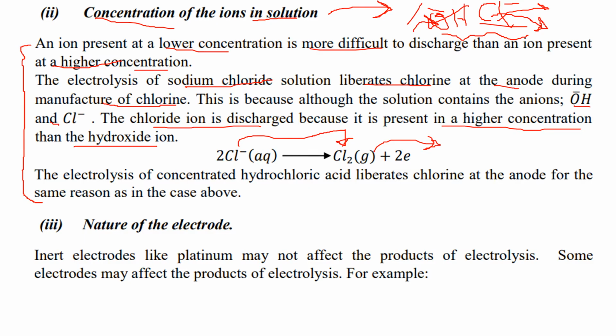And the other thing is that electrolysis of concentrated hydrochloric acid is going to liberate chlorine gas at the anode for the same reason as the case above. Because here, since hydrochloric acid is concentrated, that means that we shall have a lot of chloride ions in the solution which are going to be discharged in preference to the hydroxide ions because they are present in high concentration. Therefore, the energy that will be required to discharge the chloride ions is going to be less than the energy required to discharge the hydroxide ions.